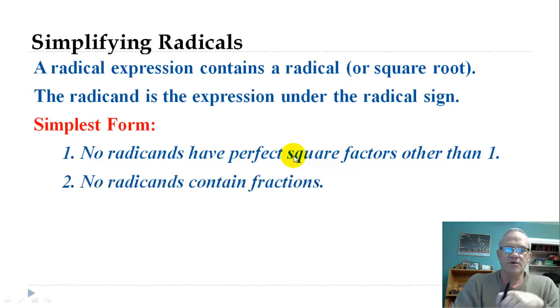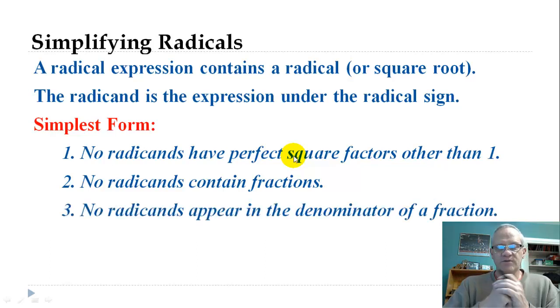You don't want any of the radicands to contain fractions. I'm not going to talk about that today. We don't really need to, but in my Algebra 2, I think 6.5 video, I think I'll talk about that. And then also, you don't want any radicands to appear in the denominator of a fraction. So you don't want any square roots in the bottom of a fraction. As well, and again, not going to talk about that today, but I just wanted to review the rules. We're really just going to talk about part 1 today.